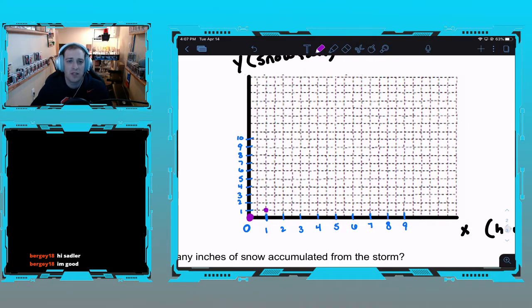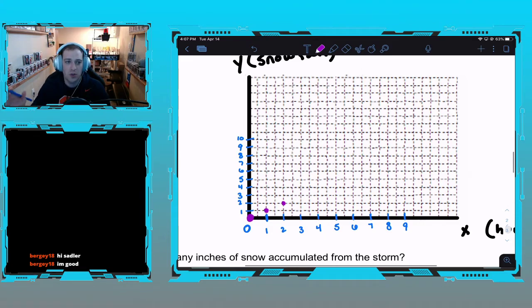If I go to the second hour, it said that it did 1 inch once again. So I'm just going to go over to the next one. And I'm just going up 1 inch. Okay. And it said it only did it for the first 2 hours, and it stopped snowing at 1 inch. So I'm just going to connect that line. That is the first part of this problem.